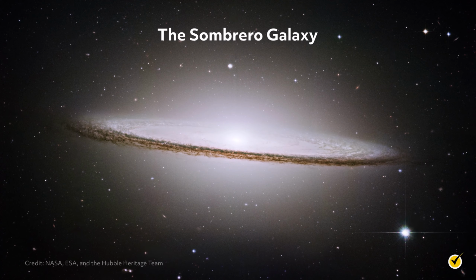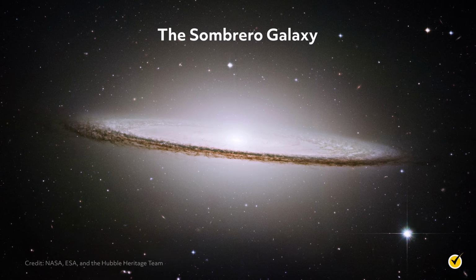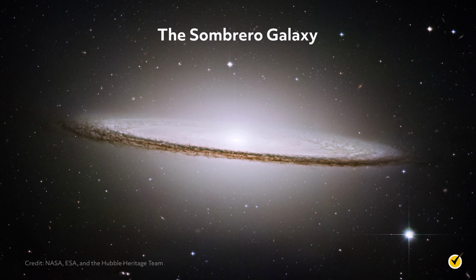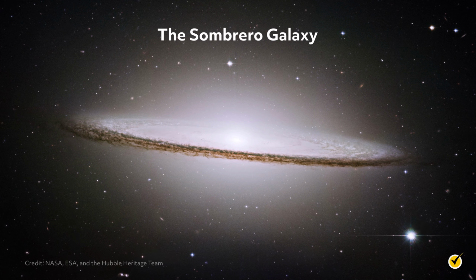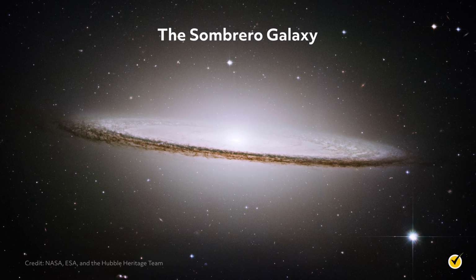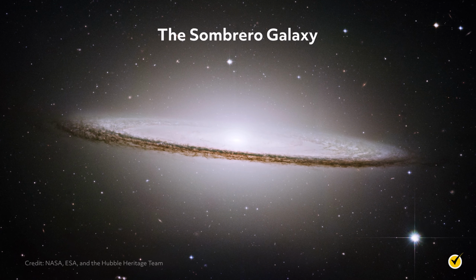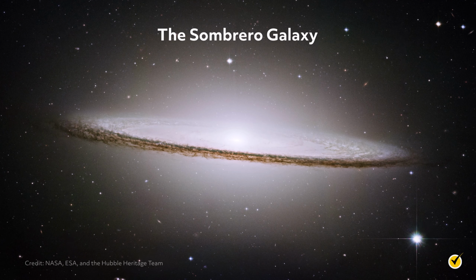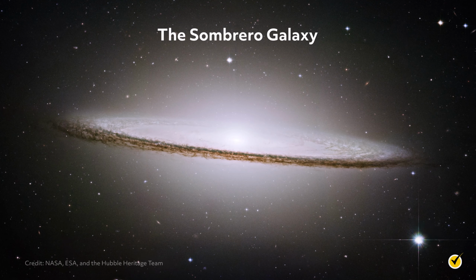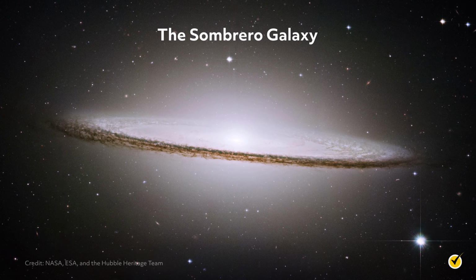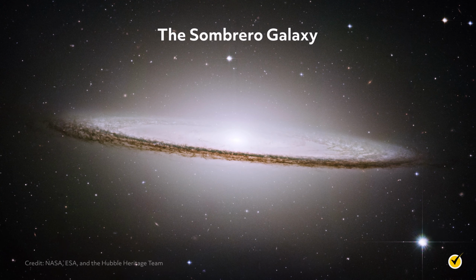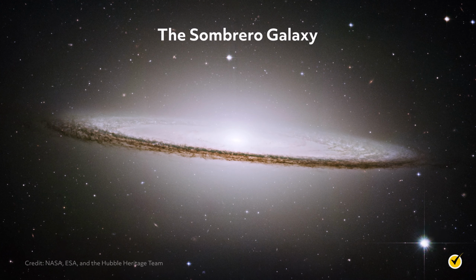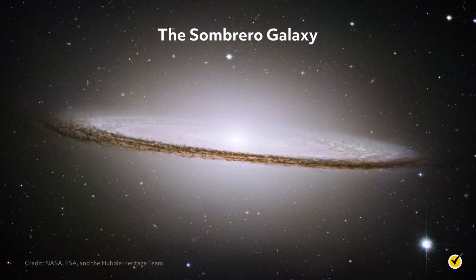For example, the Sombrero galaxy is classified as a spiral galaxy, but does not actually appear to have spiral arms. It does, however, contain a disk of gas around the bulge. The arms of a spiral galaxy contain dust and gas, and because this is also true of the ring around the Sombrero galaxy, it has been classified as a spiral galaxy, even though it does not have a spiral structure.